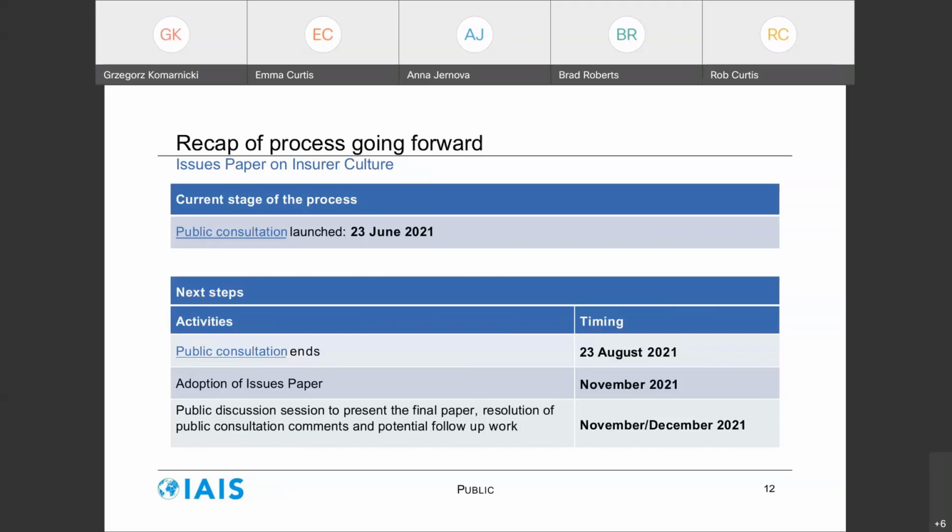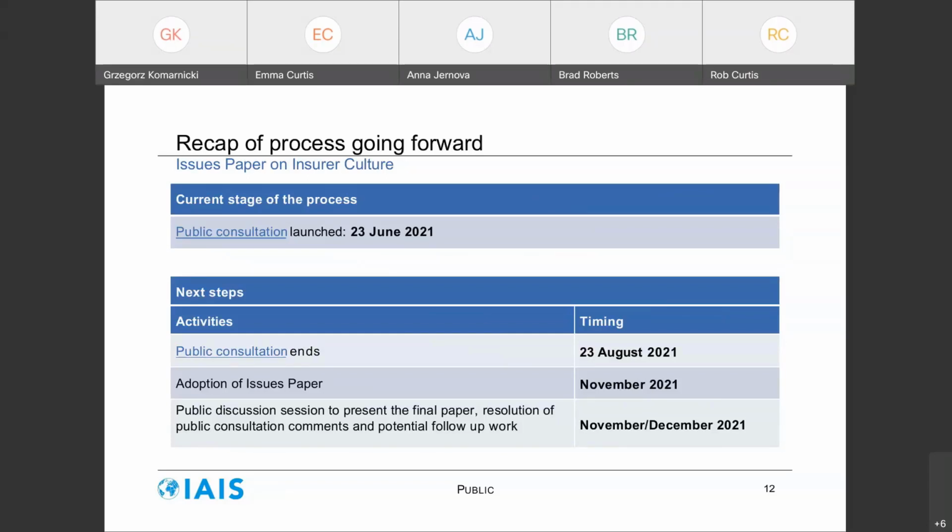Lastly, before we move on to the questions, we'll just do a quick recap of the process going forward. As mentioned by Emma at the beginning of the presentation, the draft issues paper is currently open for a 2-month public consultation, and we welcome comments by the 23rd of August. We encourage you to provide your feedback on the draft paper, which will certainly be very useful in finalising the draft for final adoption. Your comments will also be helpful as we consider what areas relating to culture the IAIS should prioritise as potential follow-up work to the paper.